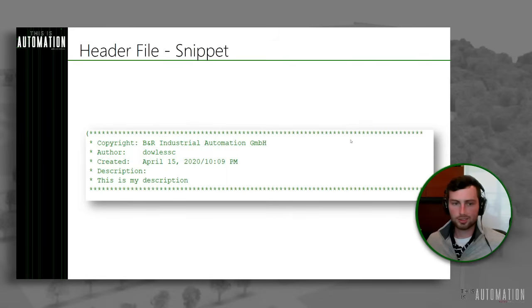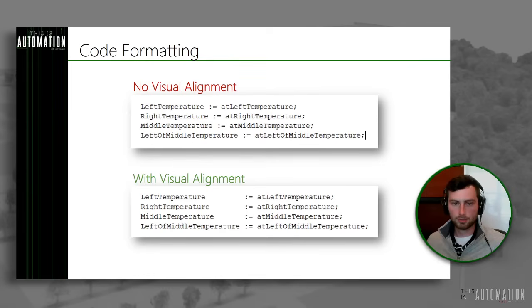All right. So again, that's what we end up with. Nice little snippet. You can add as much information in there as you want and really customize it for your application. Good. So code formatting is super, super important. When we talk about code formatting, a lot of the times we're talking about spacing and tabbing and visual alignment. So what we're looking at on the screen here is an example of visual alignment.